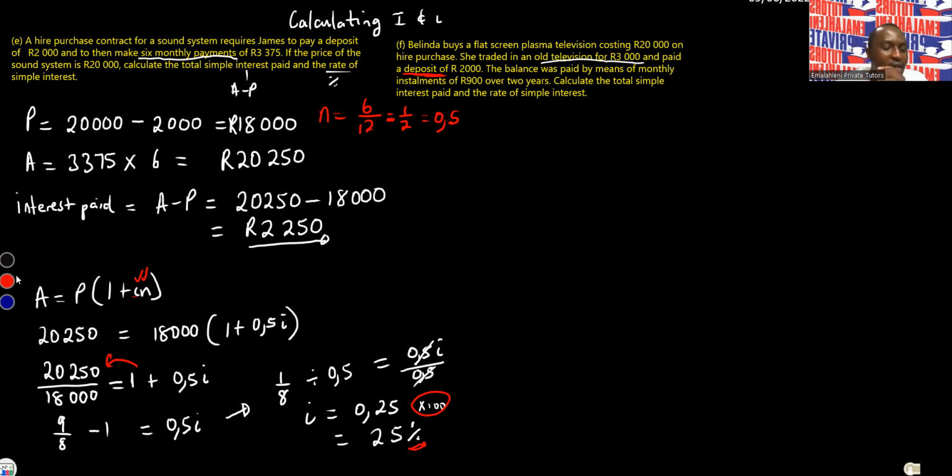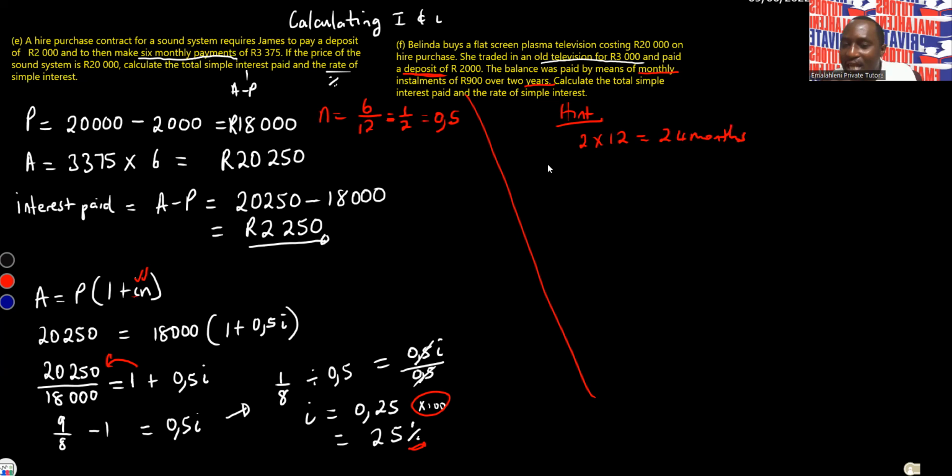Now, here they are tricking you again. Hint: they are bringing in years now. You have been dealing with months. So how do you get the A now? Your A is monthly. Here it's monthly over 2 years. So we have months and years. What do you do first? You must convert your years to months. So it's going to be 2 times 12. You get 24 months.